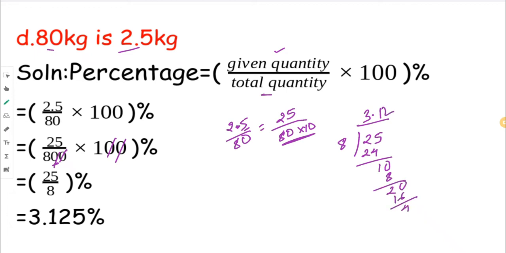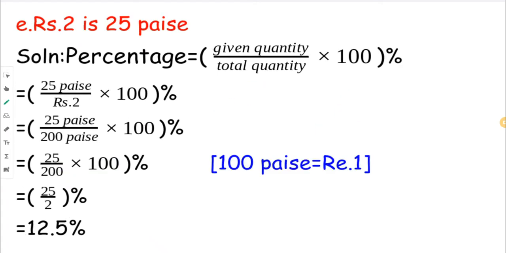I'll have 4, then 1 0, then 8 5s are 40. All right, which means 2.5 kg is how much? Equal to 3.125%. All right, for rupees 2 is 25 paisa.